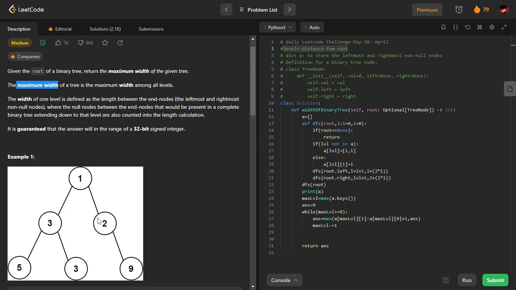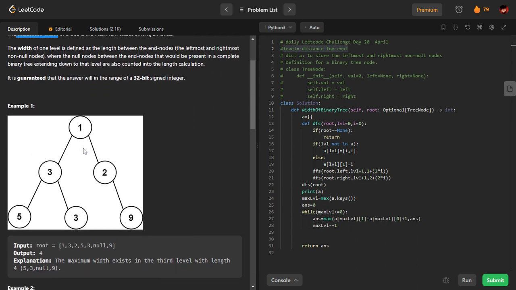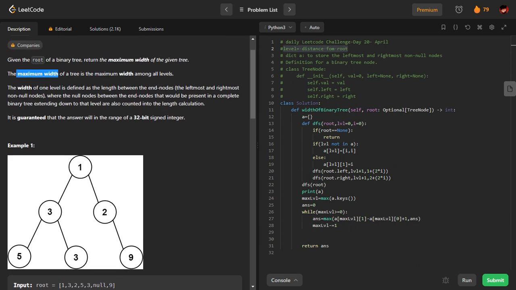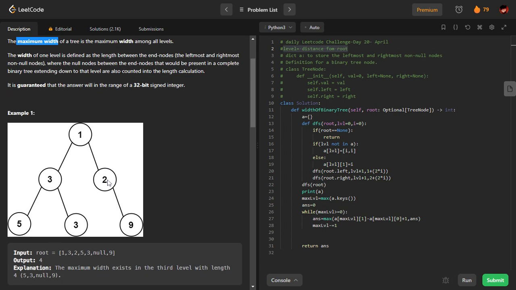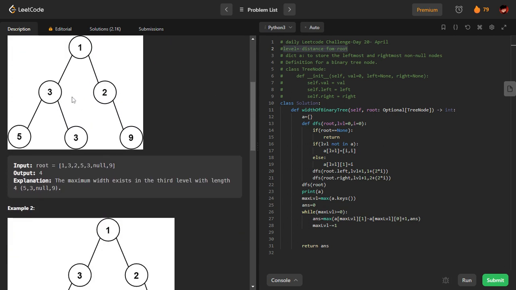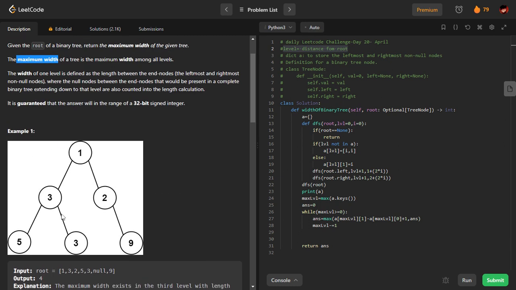Let us see some examples. At level 0, you can clearly see there is only one node, so the width in this case will be 1. By the way, what is the formula for finding width? The width will be the index, and I will explain as we see the examples. Coming to level 1, only two nodes are here, so the width will be 2.